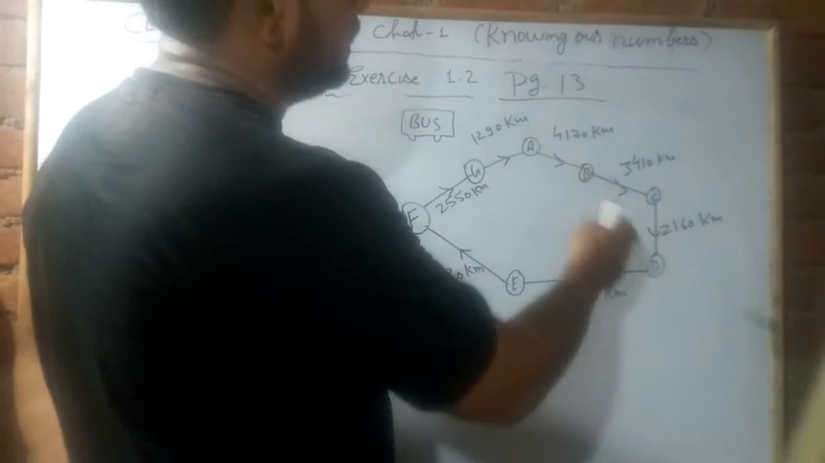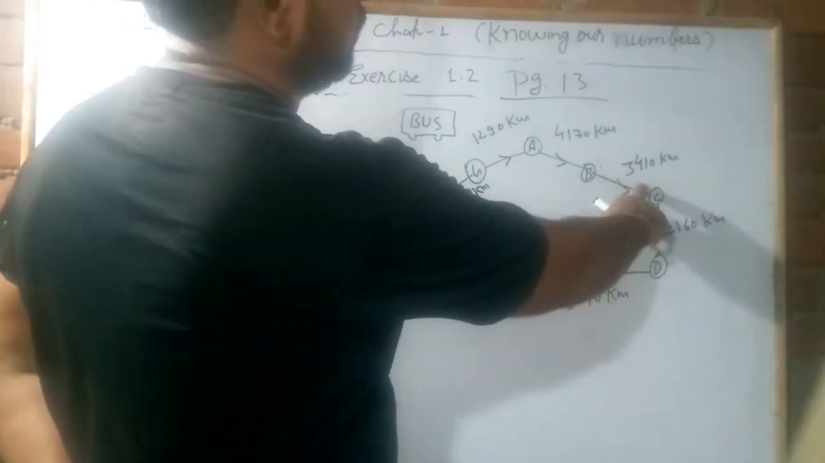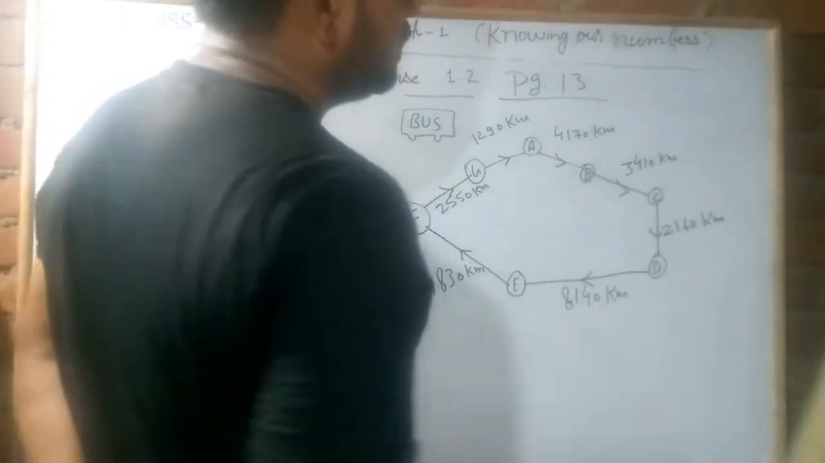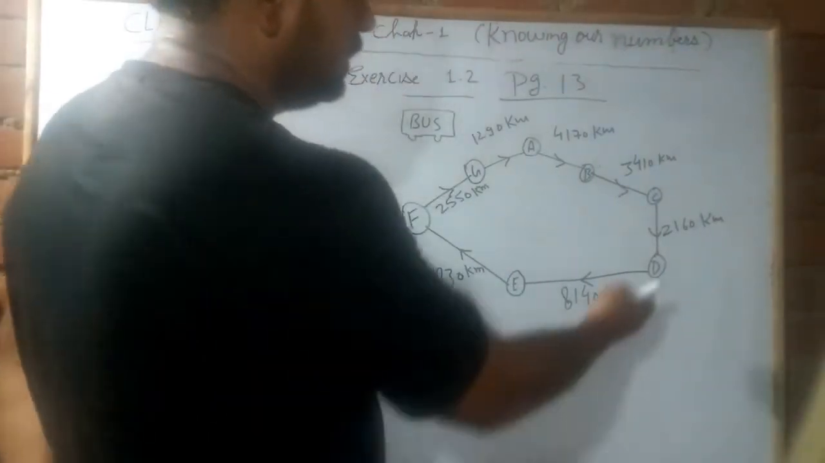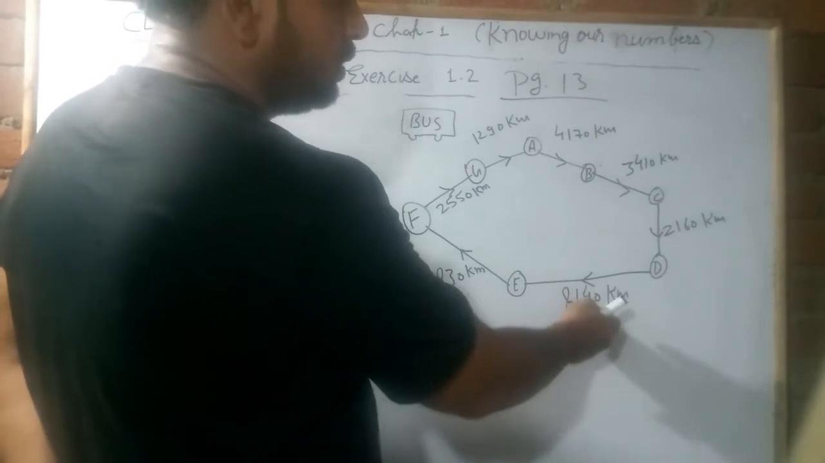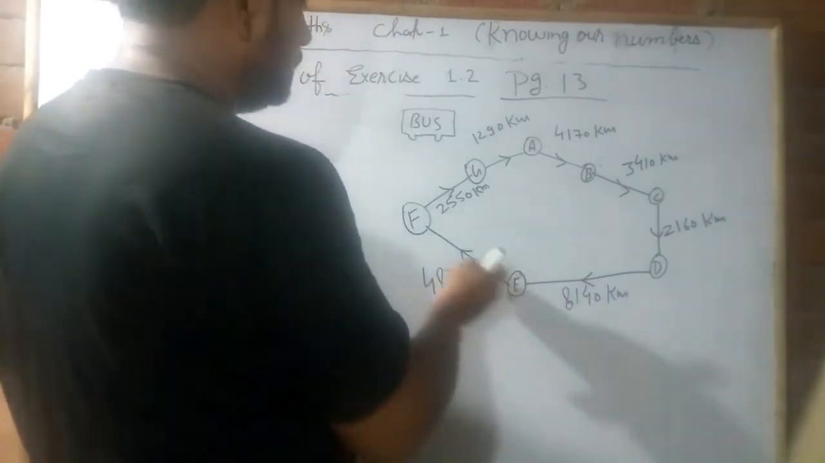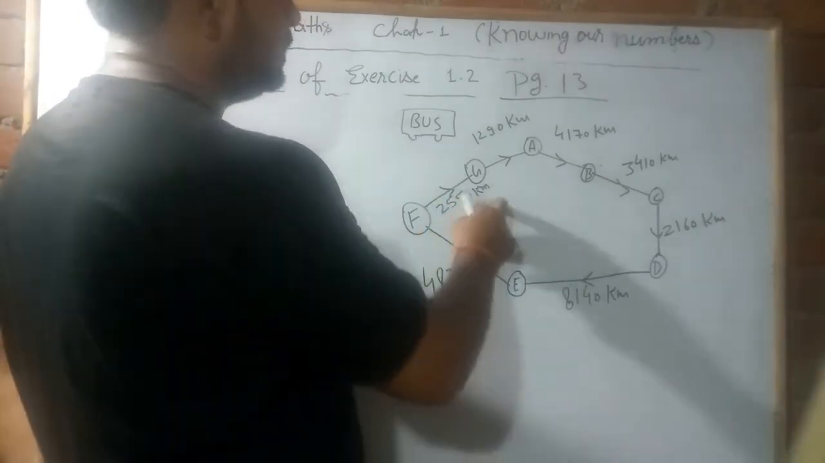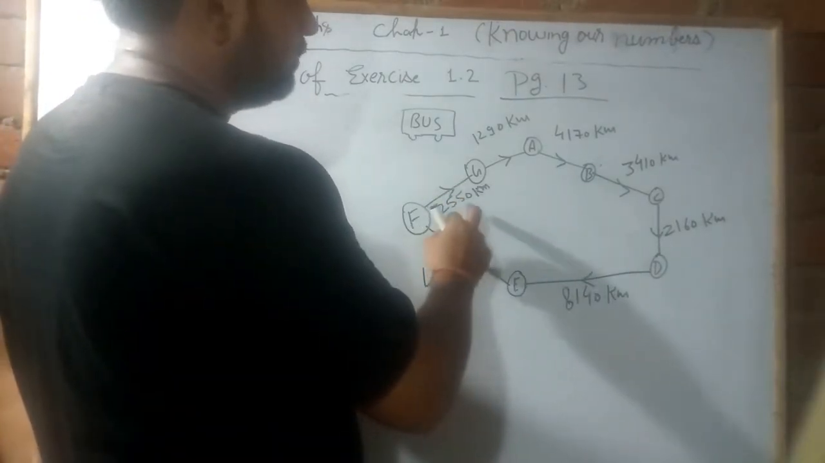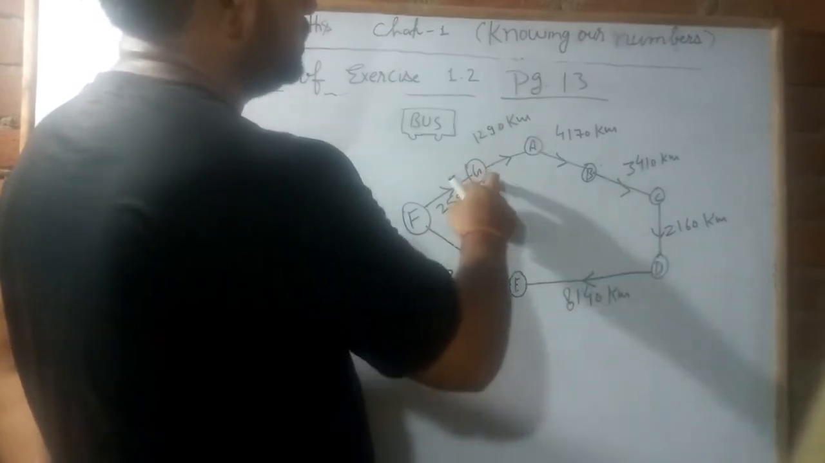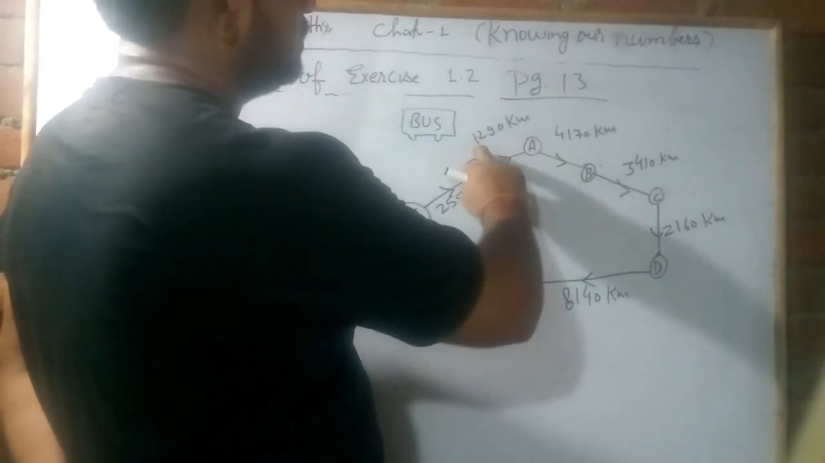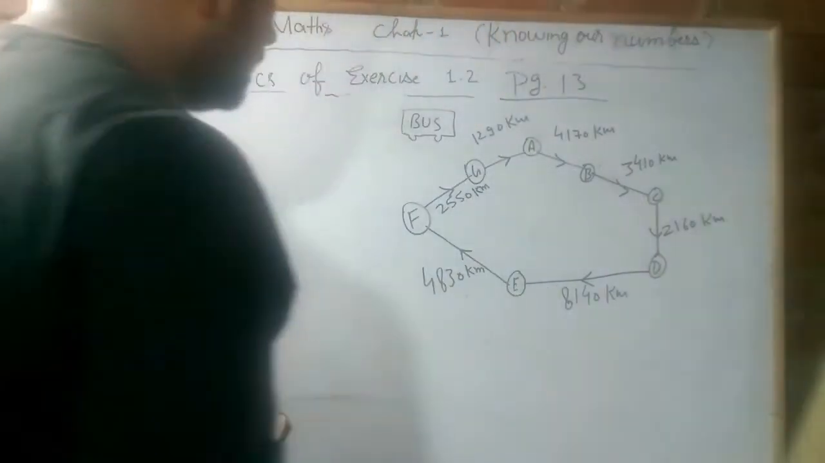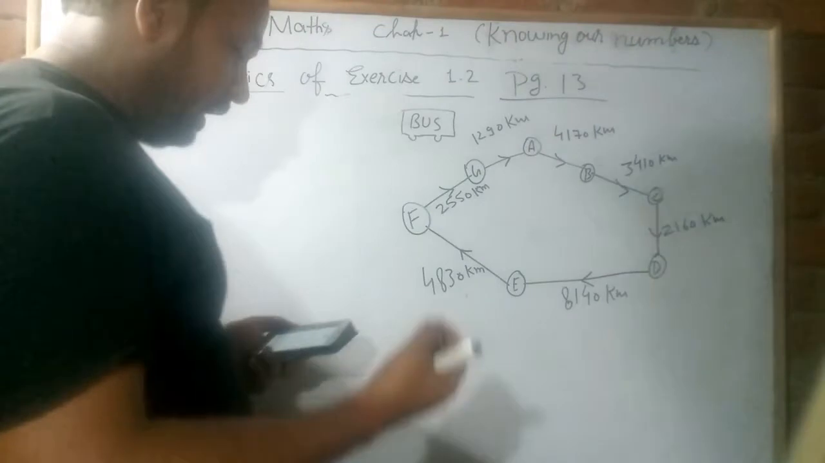Then again it goes ahead, B to C, 3,410 kilometer. Then C to D, 2,160 kilometer, and D to E, 8,140 kilometer. Now E to F, 4,830 kilometer. Now F to G, 2,550 kilometer. Now G to A, 1,290 kilometer. Clear? Now see, writing the question.